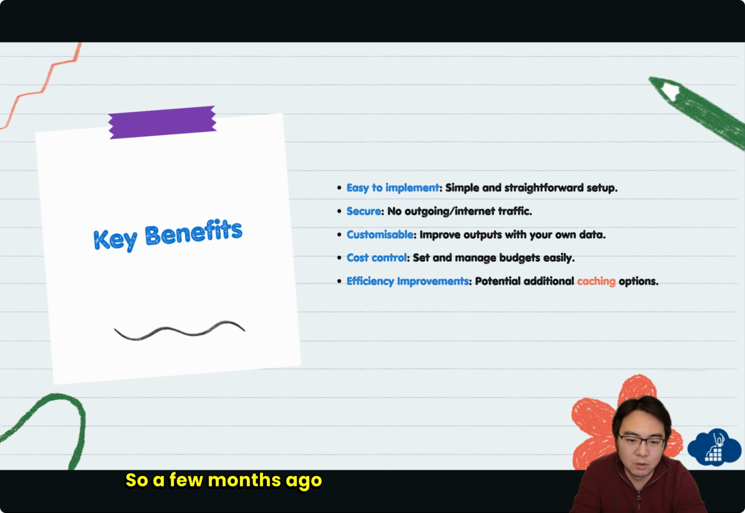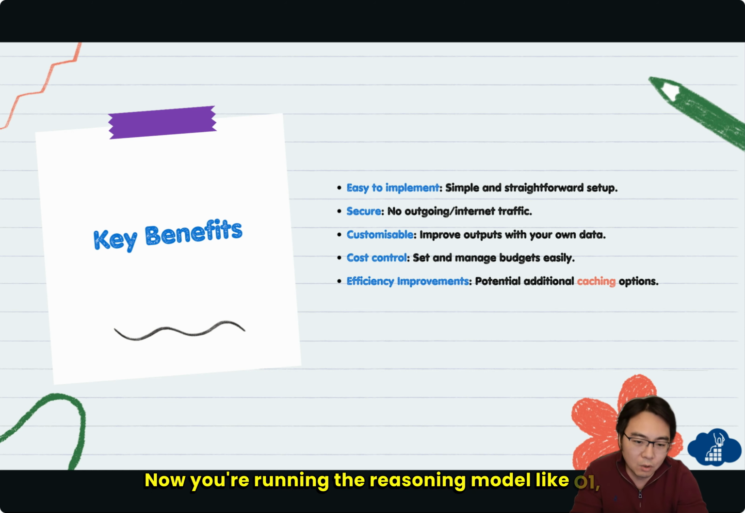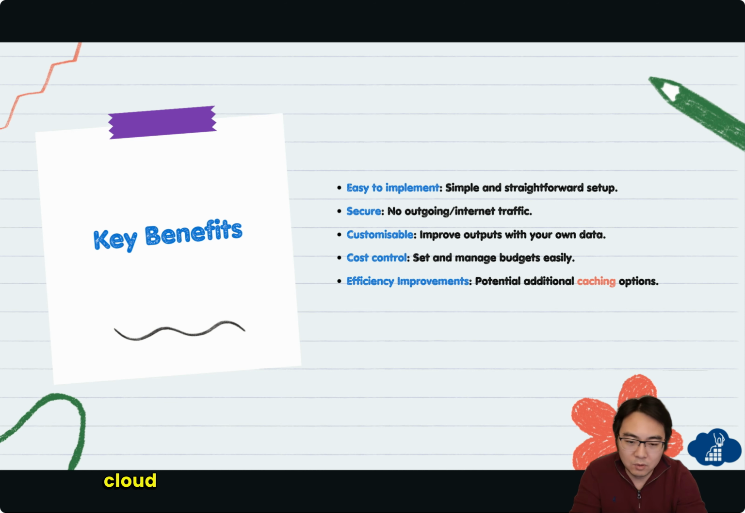A few months ago, we were talking about how O1 is amazing, you can never run it. Right now, you're running a reasoning model like O1 with the same score in a single Cloud Run container with 5 concurrent requests, right? This is ridiculous. This is really exciting.